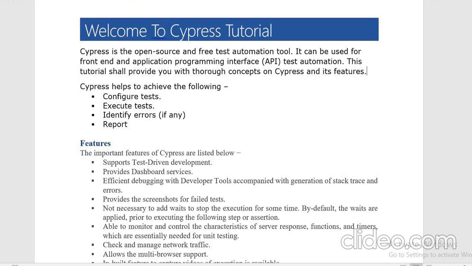With the help of Cypress, we can configure, write test cases, execute those test cases, and also identify errors. So, how can we identify errors? Based on the execution of those test cases, we come to know which test cases passed and which failed. So, we also identify the error. Cypress also helps us to create a detailed, comprehensive report in which it is mentioned how many test cases passed, how many failed, how many were skipped, and much more.